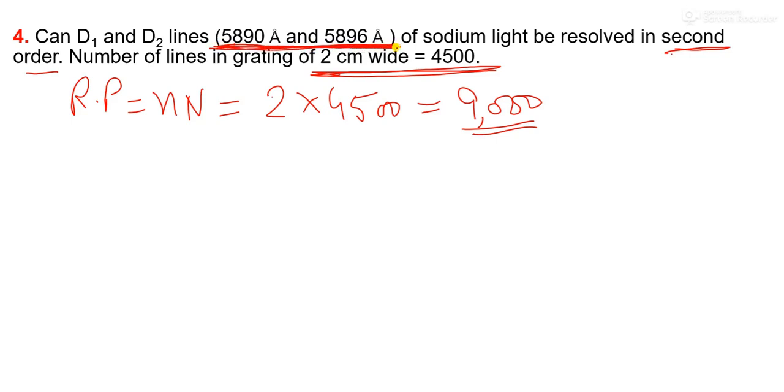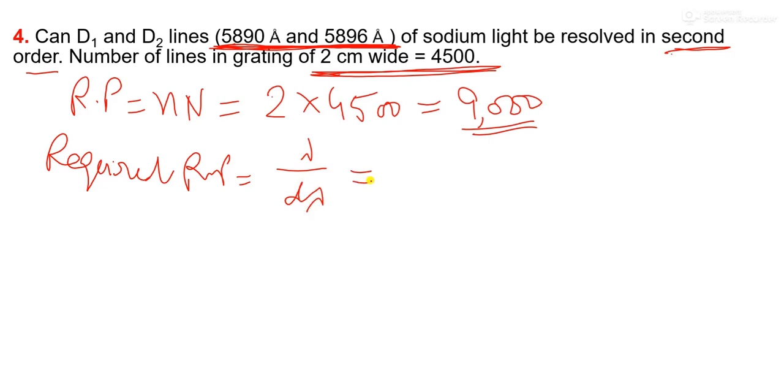Now we calculate the resolving power which is required to resolve these two wavelengths, 5890 and 5896 angstrom. So the required resolving power equals lambda upon d lambda, and lambda is the average of these two wavelengths, meaning 5893, as we calculated in the second problem, and d lambda is the difference of these two wavelengths, meaning 6 angstrom, and this is equal to 982.